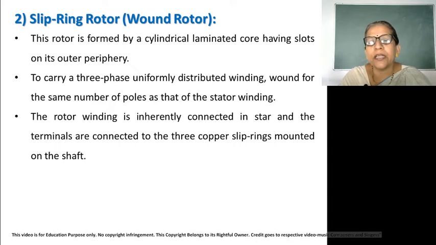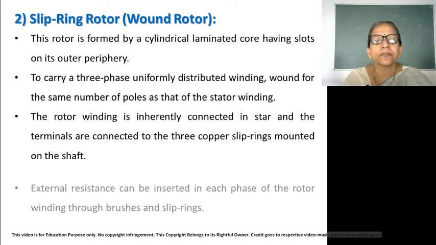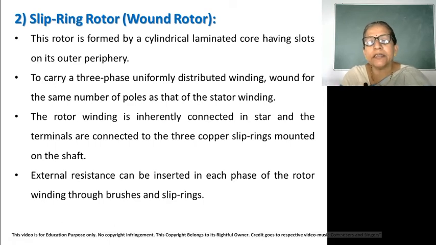To make the electrical connection between the rotating part and the stationary part, we make use of the slip rings. External resistance can be inserted in each phase of the rotor through the brush and slip ring. So the purpose of the copper slip rings and the brushes which are provided is that we can insert an external resistance in each phase. What the advantage of the external resistance is, we will discuss afterward.